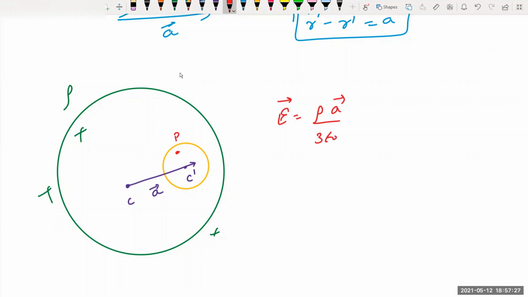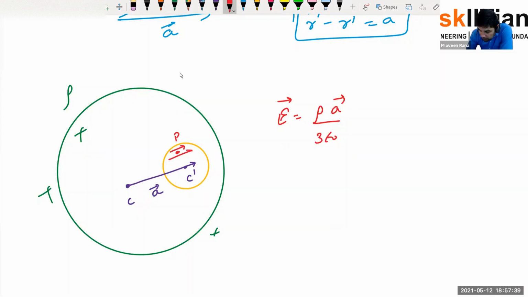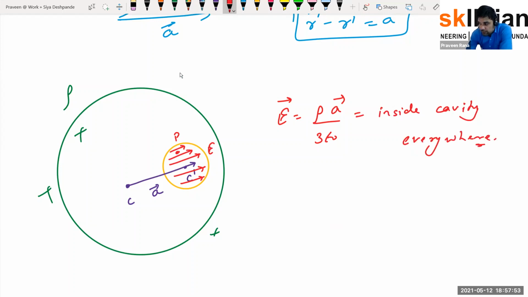Was the value of electric field at point P depending on where the point P was in the cavity? No. So the electric field at any point would be exactly in the same direction as this one. So the electric field inside the cavity everywhere would be given by this formula. So inside a cavity, the electric field is uniform.